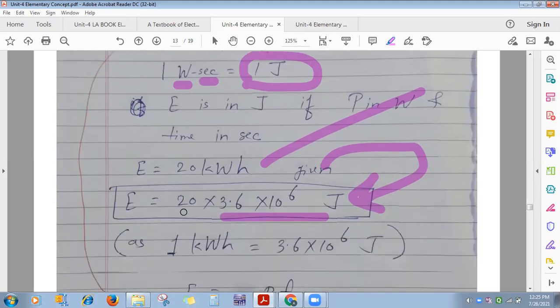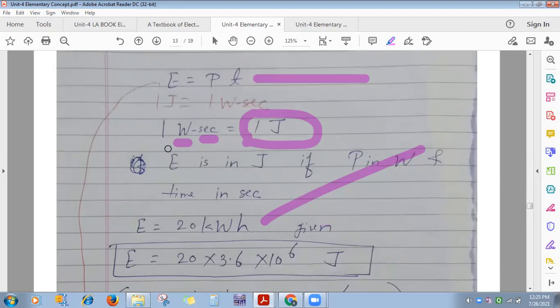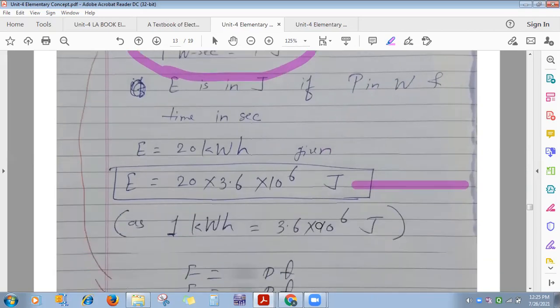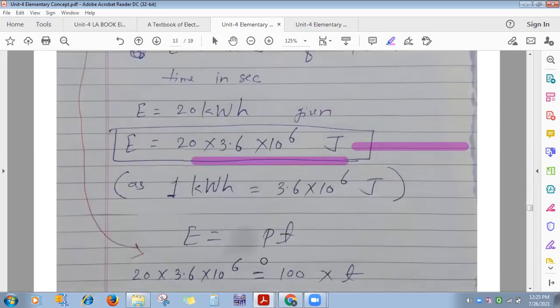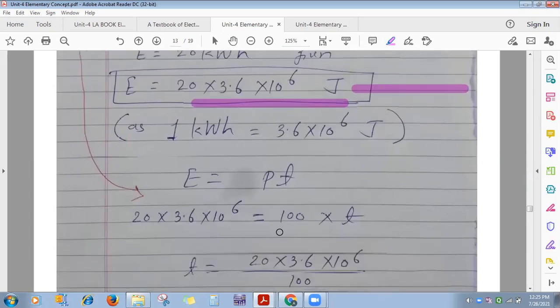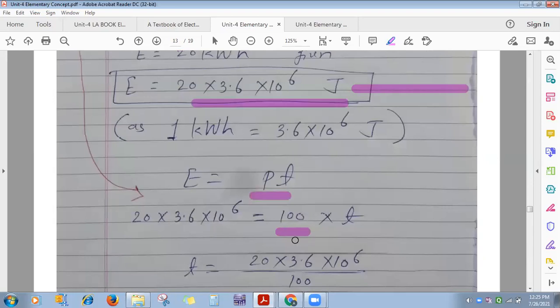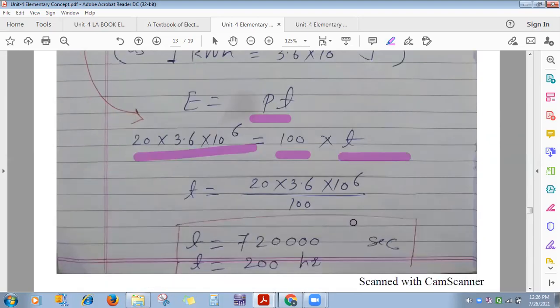So now if you divide... 1 watt second is equal to 1 joule. So whatever you got in joule now, if you divide it by power in watt, then you will get time in second. So this one multiplication, that is the energy in joule divided by power. 100 watt is given, so you put the 100 watt value here. This one is joule, power is in watt, so you will easily get time in second.